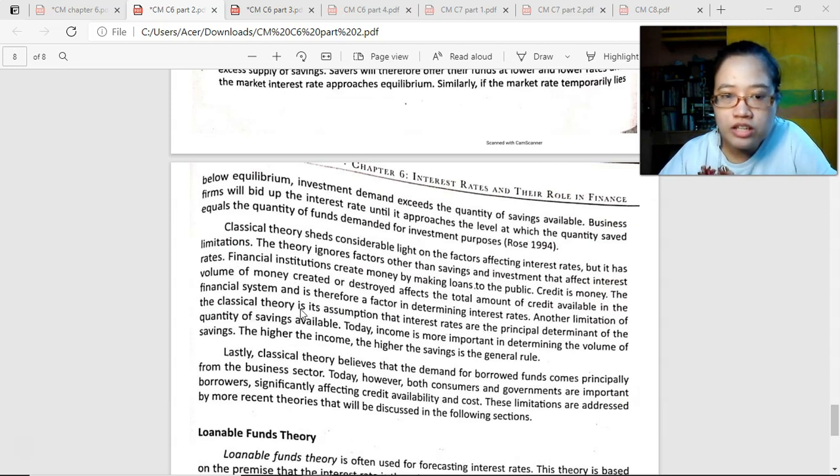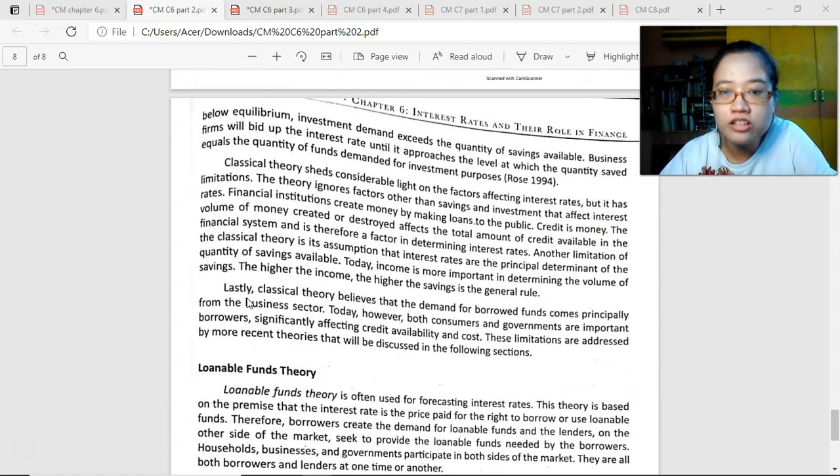Another limitation of the classical theory is its assumption that interest rates are the principal determinant of the quantity of savings available. Today, income is more important in determining the volume of savings. The higher the income, the higher the savings is the general rule.